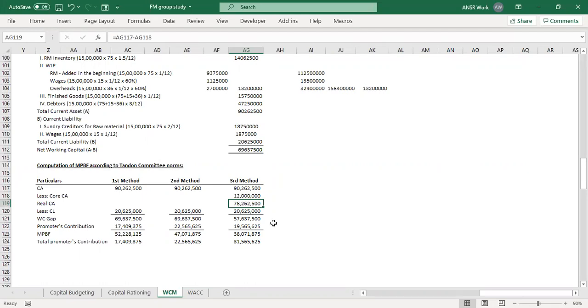No, no, no. You calculate 25% of that, and in the meantime, from this real current assets, also deduct the current liability. That will give you the working capital gap. That will come to 57,637,500. From that, the 25% that you have calculated, you deduct that value, then you will get the MPBF.